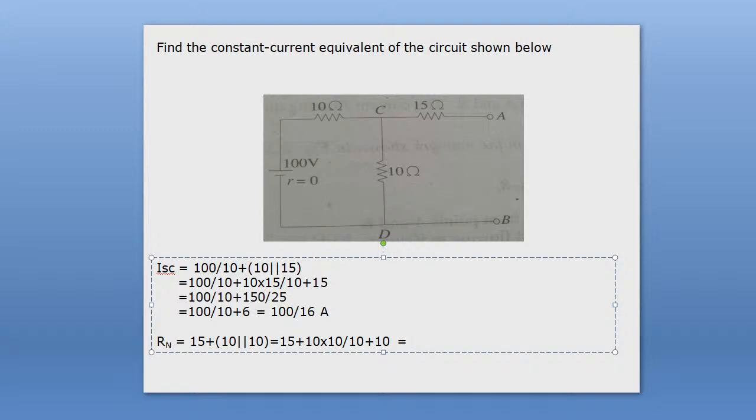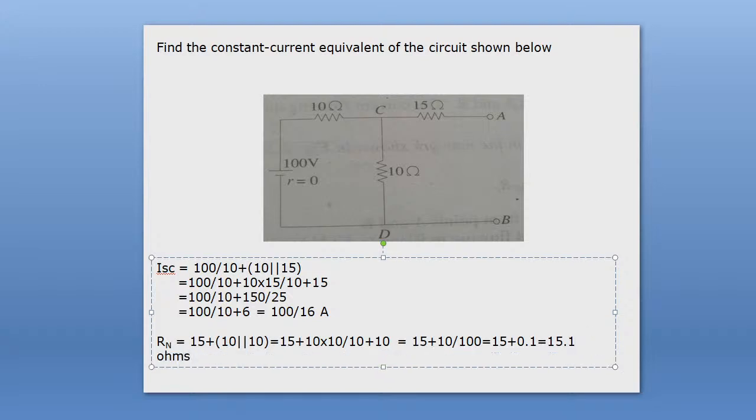So therefore we can write 15 plus 100 by 20, equal to 15 plus how much? 15 plus 100 means 0.1. The 15.1 ohms. Okay, so you will get 10 ohm is Rn.